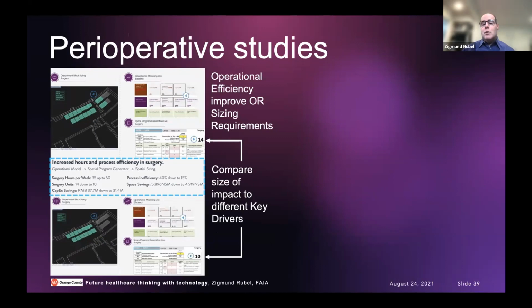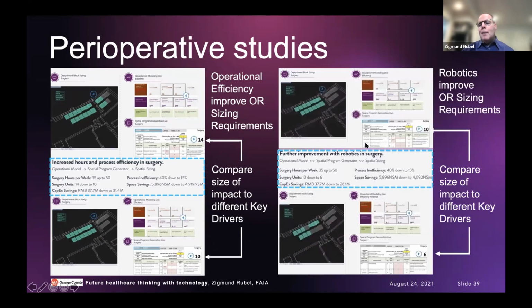The first one was on surgeries. The first one we did was making their ORs more efficient by having them operate a little bit longer than they initially assumed. They initially wanted 14. By increasing their efficiency by operating longer and increasing the size of the PACU, we were able to get it down to 10. We also looked at what would happen if they added a Da Vinci robot.